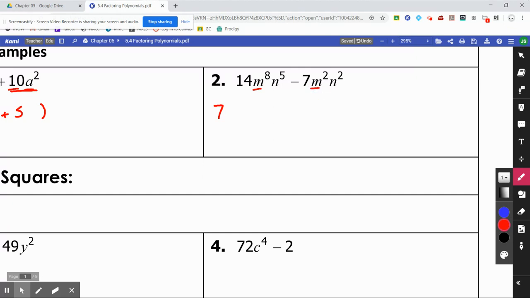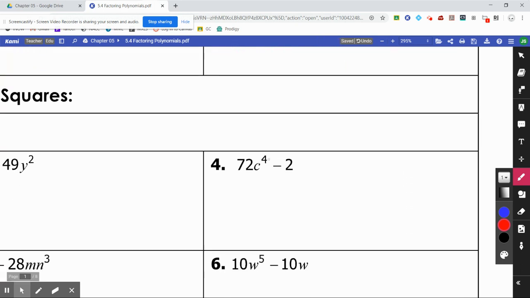14 to 7, GCF is going to be 7. M to the 8th, M to the 2nd, always take the lowest power. They also share n's, always take the lowest power. 7 times 2 gives you the 14. You need 8 M's, you have 2 on the outside, so put 6 on the inside. You need 5 N's, there are 2 on the outside, so put the other 3 on the inside. 7 times a negative 1 gives you the negative 7. You need 2 M's and 2 N's, and they're both on the outside, so you don't need to put any more on the inside.